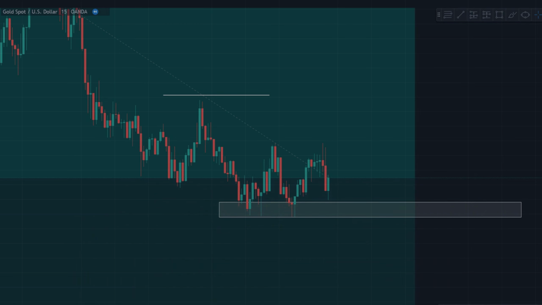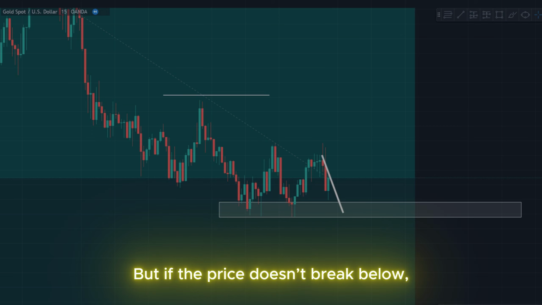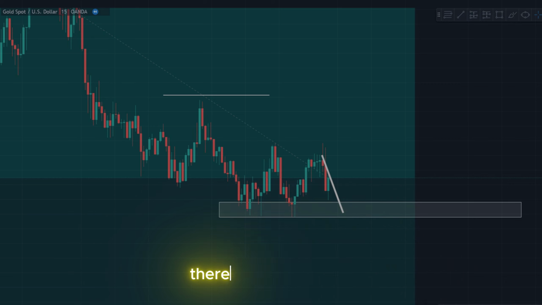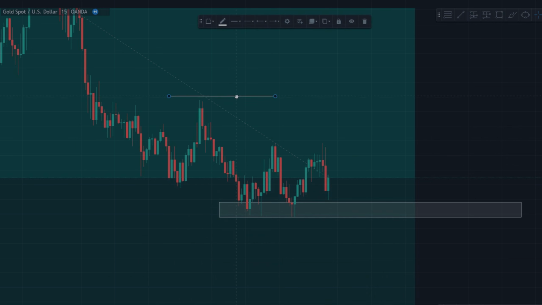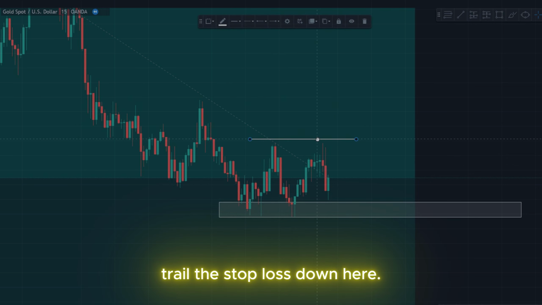zone and continue downward. But if the price doesn't break below, even after forming a double top and fails to break this zone, there's a 90% chance the trend will reverse. That's my experience. If you watched the video before this one, you'd understand this concept. So now, let's confidently trail the stop loss down here.